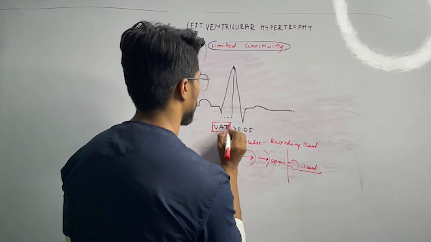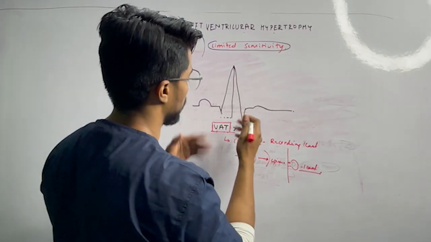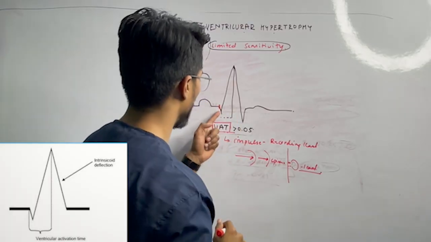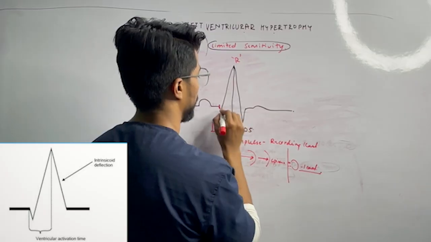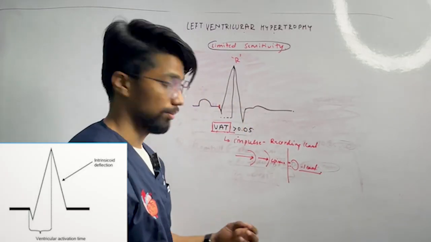And what happens in LVH is the VAT is slightly prolonged because the QRS widens, and it is measured from the start of the Q to the peak of R. So for example, the QR segment only you can call ventricular activation time.